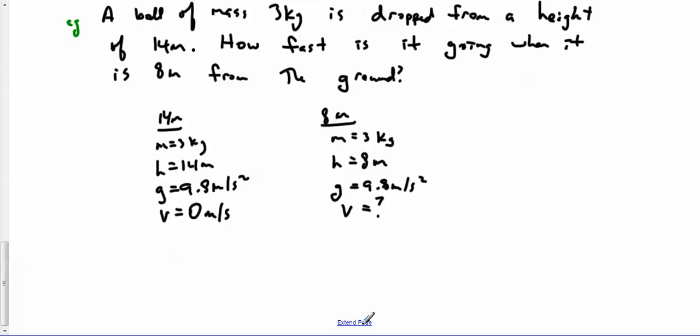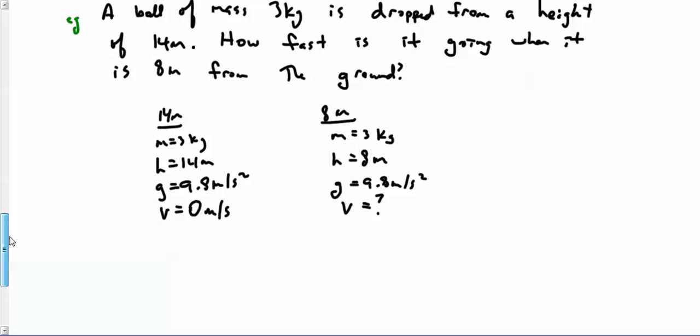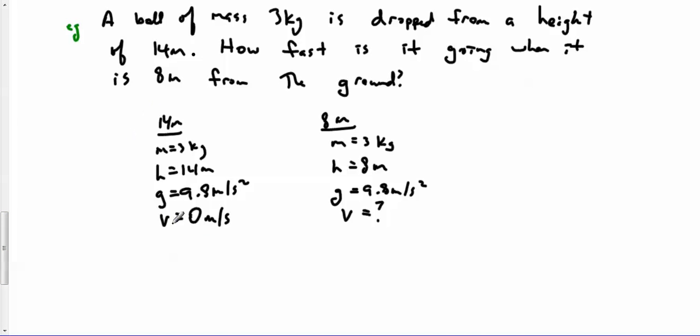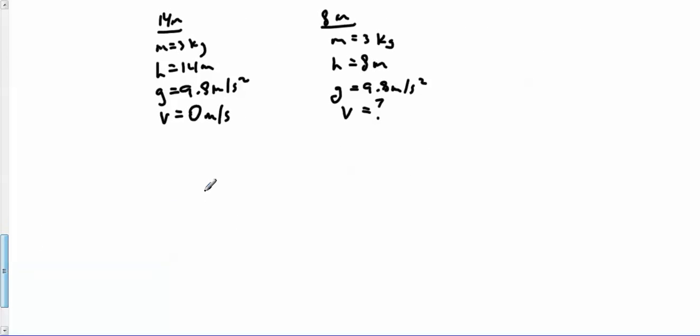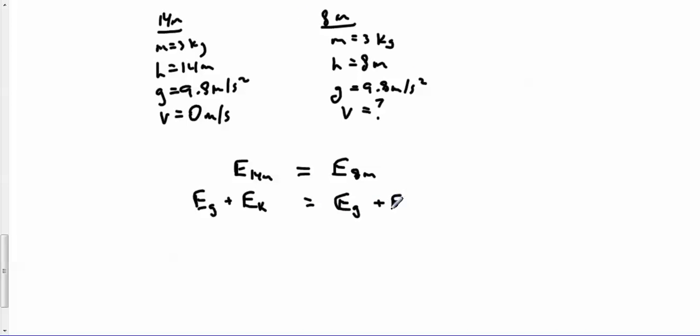Now, I know that the energy it has here must be equal to the energy it has at 8. So I'm going to write here that the energy at 14 meters has to be equal to the energy at 8 meters. I know this to be true. What type of energy could it have at 14 meters? It could have some potential, and it does, and it also could have some kinetic. What type of energy could it have here? It could have, again, some potential, and it could have some kinetic.